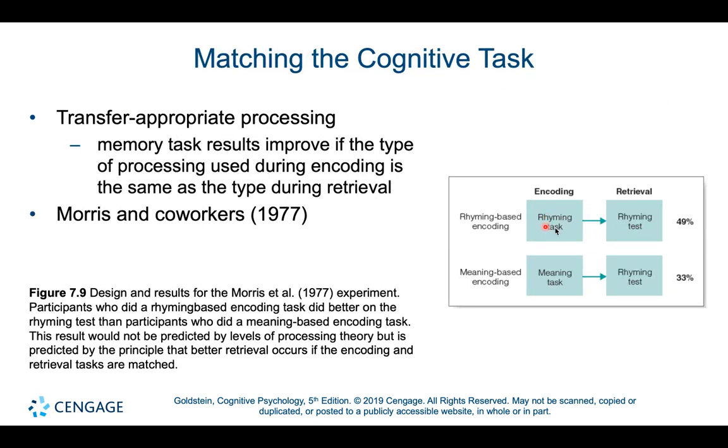Basically, if you learned words based on rhyming them, then you're better able to retrieve them if you rhymed them. Versus if you learned words based on their meaning and then you try to retrieve them based on rhyming, your performance goes down. Transfer appropriate processing. Again, big fancy term for basically saying if you're doing some shit at encoding, make sure you do the same shit at retrieval and your performance will be better. So if you match rhyming with rhyming, your performance is good. If you mix and match, right, if you do a meaning based task and then a rhyming task for retrieval, your performance goes down.